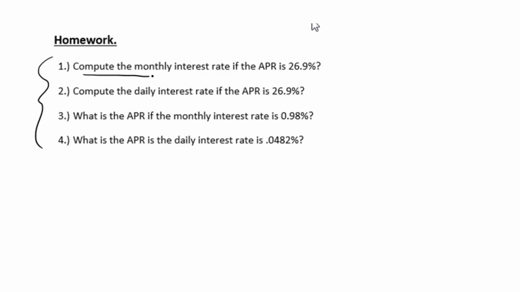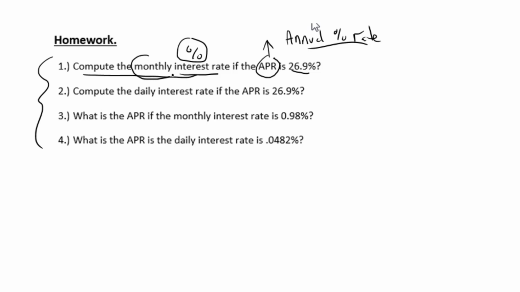So it says compute the monthly interest rate if the APR, and first of all, an interest rate is a percentage. You go look at any interest for your car, your house, anything that you're going to buy in the future, and you're going to find the interest rate, and it's also going to give you the APR, which is the annual percentage rate. That's the annual rate. You're certainly not going to pay 26.9% monthly. We're trying to calculate the monthly rate, but it is going to be a percentage.